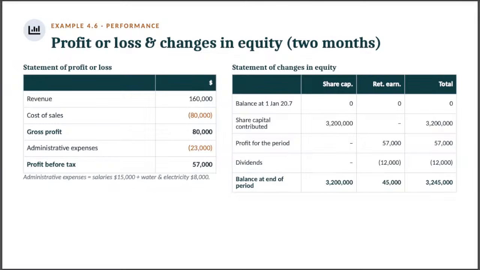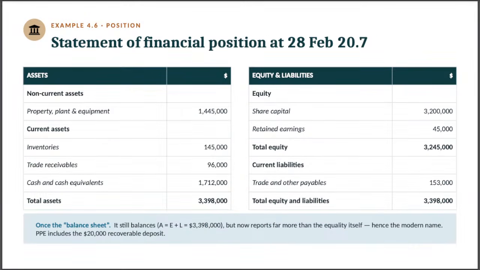We're going to move ahead to a statement of financial position. We have non-current assets, current assets. Add those up, we have our total assets. We have equity and liabilities on this side. These live, of course, on the credit side, so fittingly we have them over here on the right side. Nonetheless, the equity accounts here with the share capital, retained earnings, total equity $3,245,000, and their current liabilities, the trade and other payables, $153,000. We add these all up according to the accounting equation. $3,398,000. So on the balance sheet, it still balances.